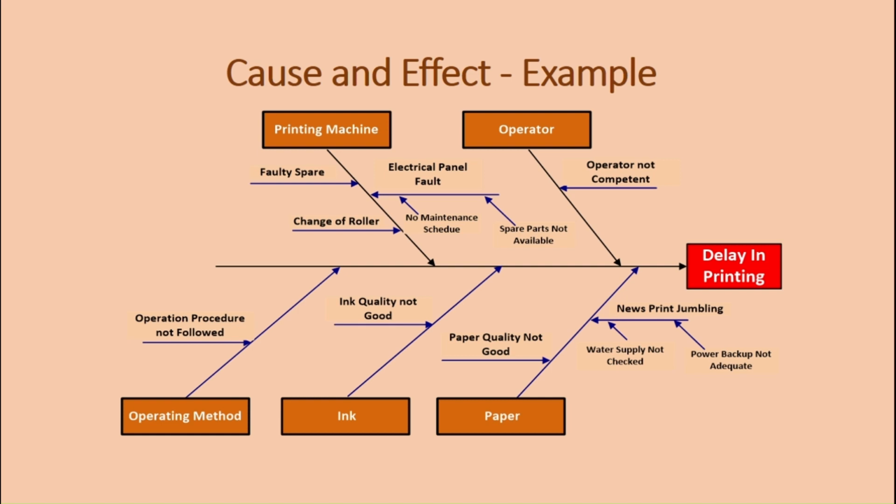After they identified a few main causes under each category, they further analyzed and identified a few sub causes under each main cause. These sub causes are like no maintenance schedule and spare parts not available under the main cause electrical panel fault. Similarly, they could identify a couple of sub causes under the main cause newsprint jumbling. These are water supply not checked and power backup not adequate.